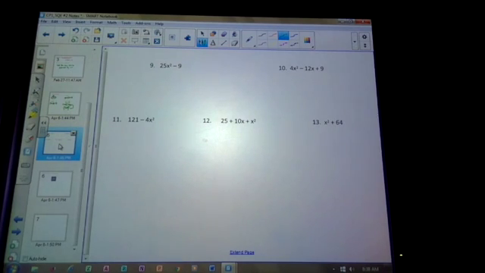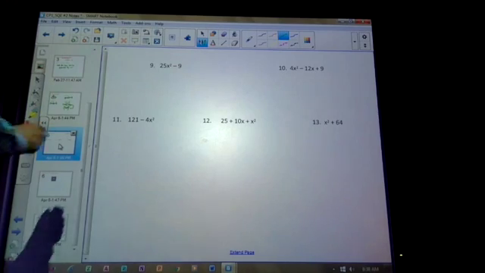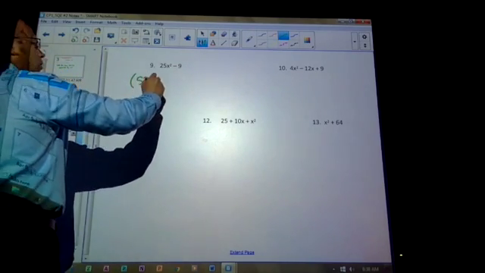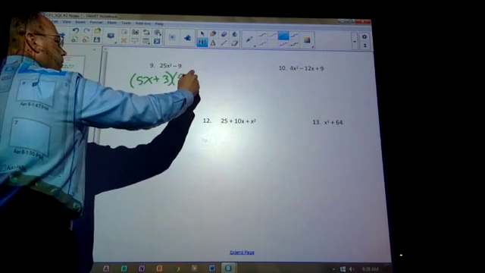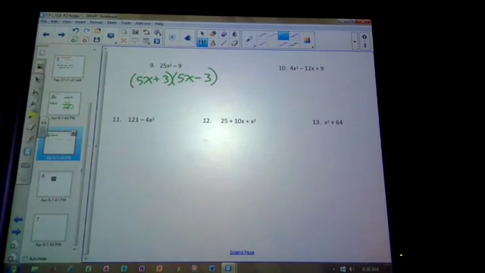Number 9. 25x squared minus 9. I have two terms. They are separated by a subtraction sign. Is 25x squared a perfect square? 5x plus 3, 5x minus 3. Good job, Matt. Again, 25x squared is a perfect square because 5x times 5x. 9 is a perfect square because 3 times 3, they are separated by a subtraction sign. Question? Why is it 3? Because what's the square root of 9? Gotcha. So if I were to multiply it out, I'd have positive 3 times negative 3, which is negative 9.